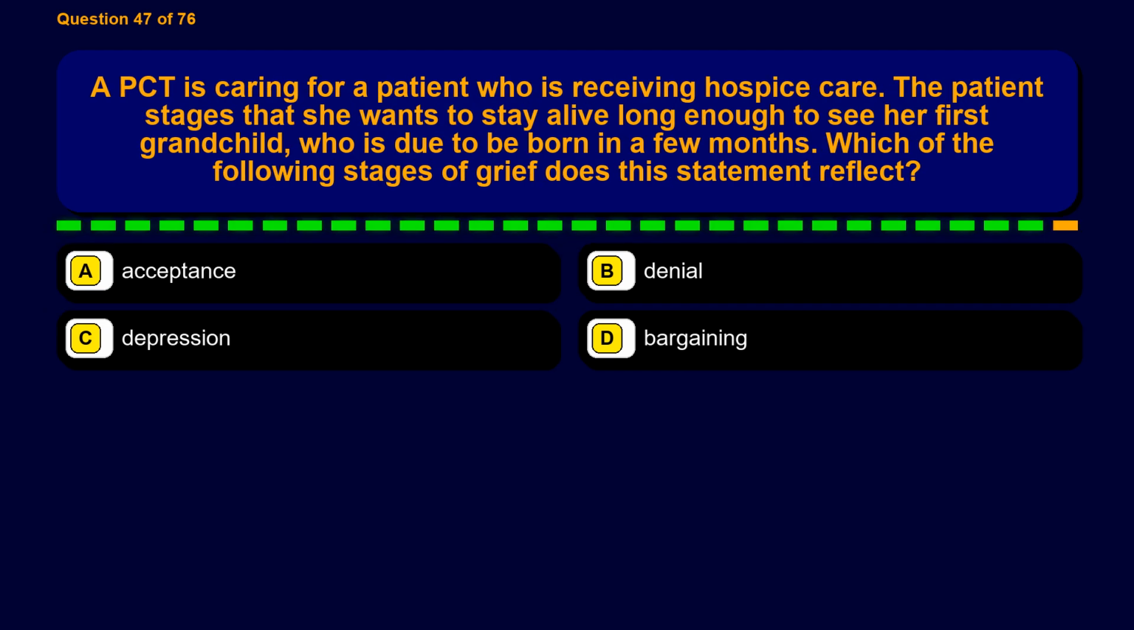Question 47. A PCT is caring for a patient who is receiving hospice care. The patient states that she wants to stay alive long enough to see her first grandchild, who is due to be born in a few months. Which of the following stages of grief does this statement reflect? Option A. Acceptance. Option B. Denial. Option C. Depression. Option D. Bargaining.